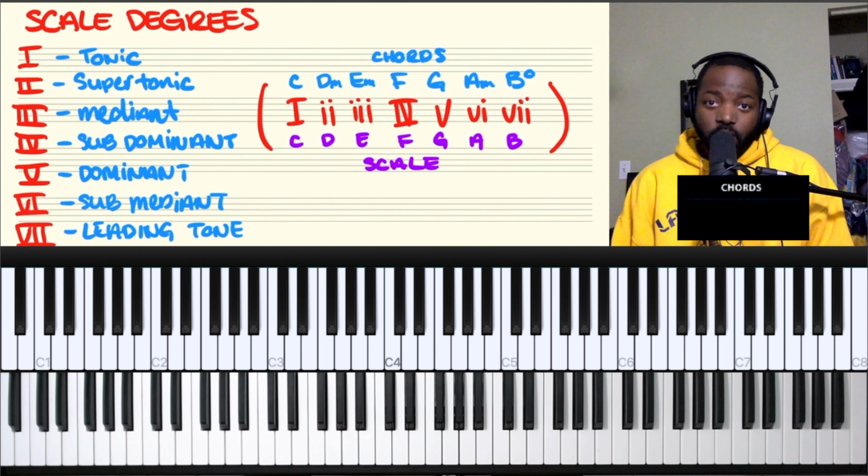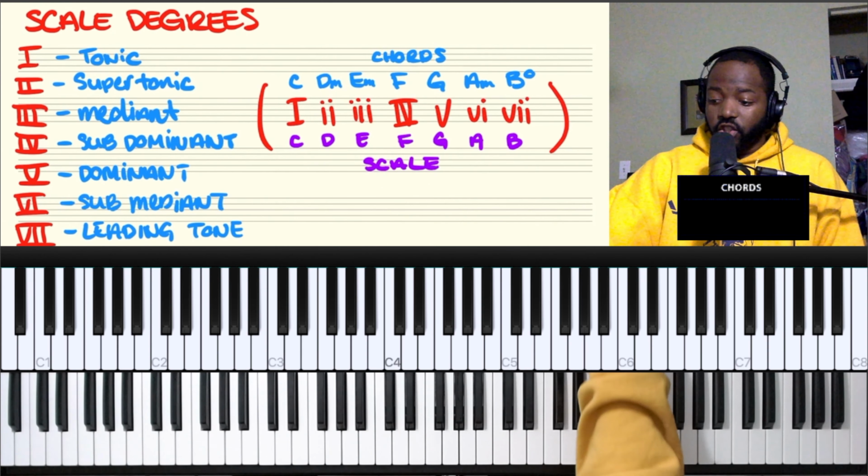So what are scale degrees? Scale degrees are a way for us to identify the relationships between notes, whether that be in a scale or in a chord progression. Understanding scale degrees is a big deal. So we're going to go on ahead and jump right into it.